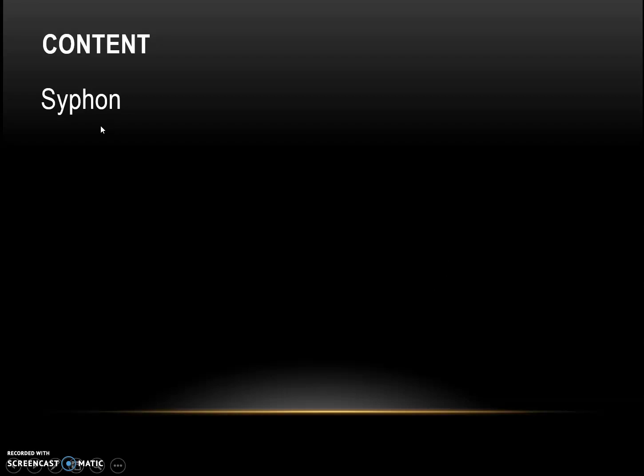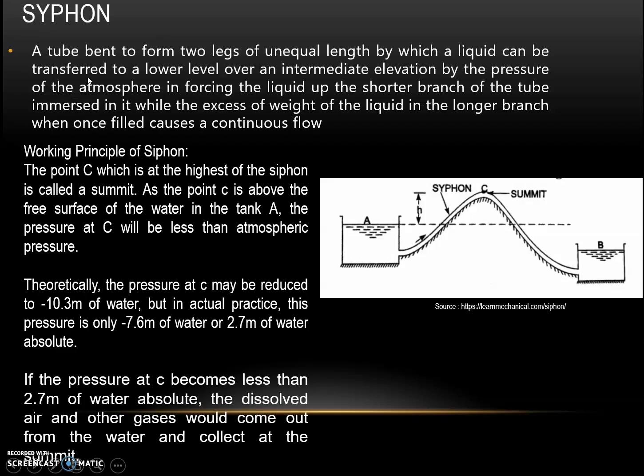In this presentation, we will learn about siphon. A siphon is a tube bent to form two legs of unequal length by which a liquid can be transferred to a lower level over an intermediate obstruction or elevation by the pressure of the atmosphere in forcing the liquid up the shorter branch of the tube immersed in it, while the excess of weight of the liquid in the longer branch, when once filled, causes the continuous flow.